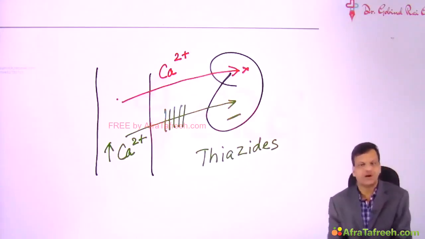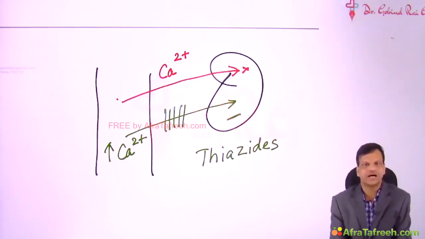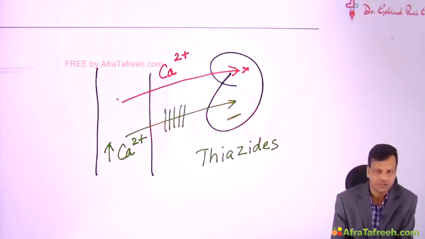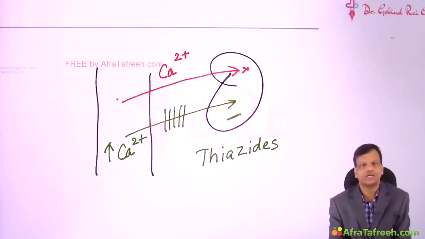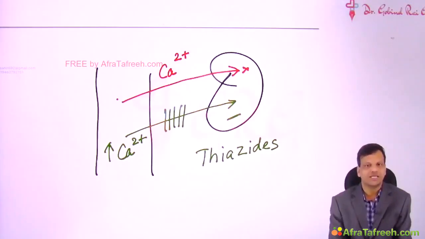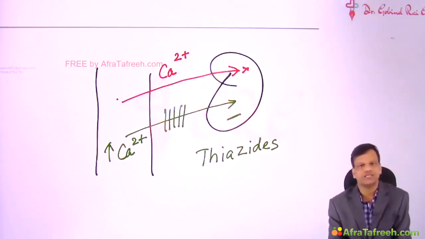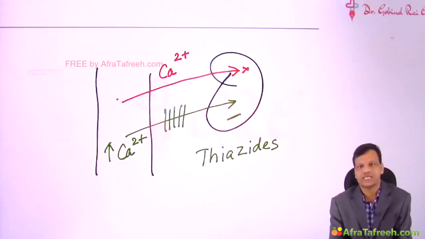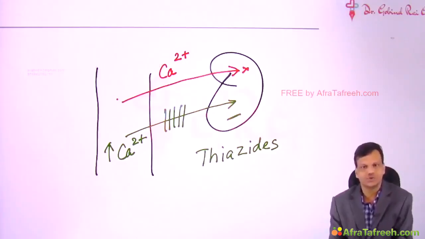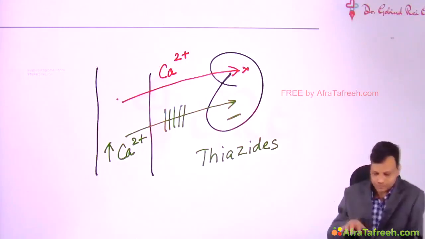Although it seems paradoxical that thiazides increase the serum calcium, still we are using them in calcium stones. But if we understand the mechanism, that they increase serum calcium by preventing the movement of calcium into the kidney, then we can easily correlate that when calcium is less in the kidney, there will be less risk of stones. So thiazides are used in renal stones.